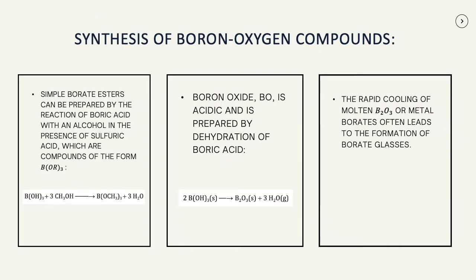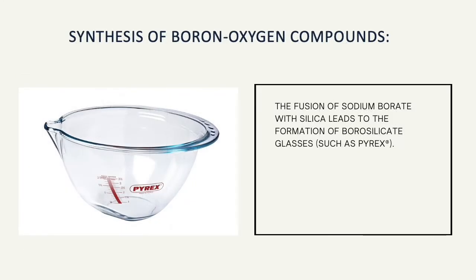Simple borate esters, which are compounds of the form B(OR)3, can be prepared by the reaction of boric acid with an alcohol in the presence of sulfuric acid. Next, boron oxide, B2O3, is acidic and is prepared by dehydration of boric acid. Next, the rapid cooling of molten B2O3 or metal borates often leads to the formation of borate glasses. The fusion of sodium borate with silica leads to the formation of borosilicate glasses, such as the example on the left side.